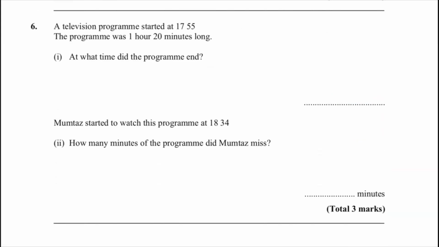Okay, so we've got a television program starting at 17:55. It's an hour and 20 minutes long. What time did it end? So the time is 17:55. If I add an hour straight away, I'll be at 18:55. And then I want to add 20 minutes. I'm going to break that up. I'm going to add 5 minutes first of all, just to round that time up. And then I'm going to add that last 15, and it will take me to 19:15 as my final answer.